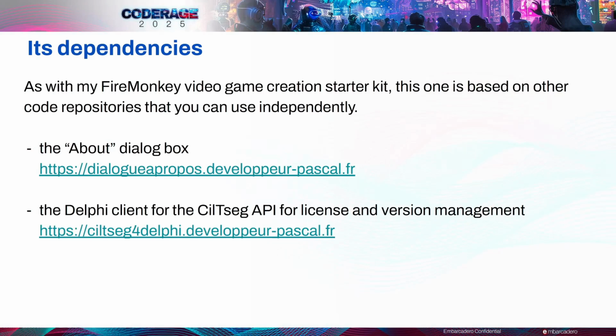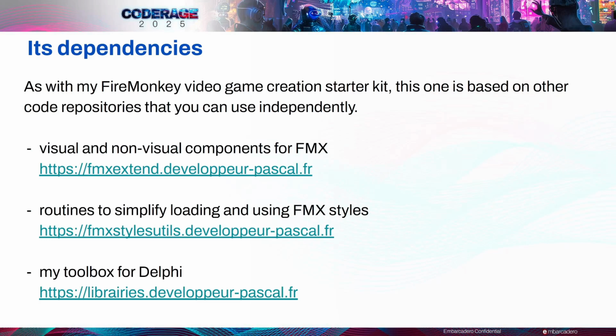Just like the starter kit for video games in FireMonkey, this code repository also has dependencies: the About dialog box, which is common to all my projects and allows you to work on Windows and in FireMonkey if you use it separately. The Siltseg API for managing licenses and program versions. Of course, if you don't use it, you don't need to worry about it. It's hidden by default. Visual and non-visual components from my FMX extend code repository.